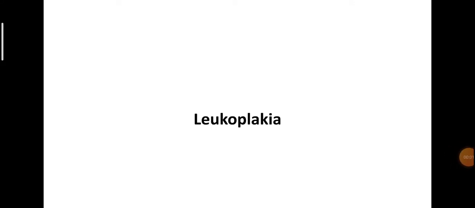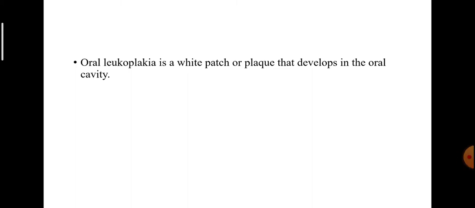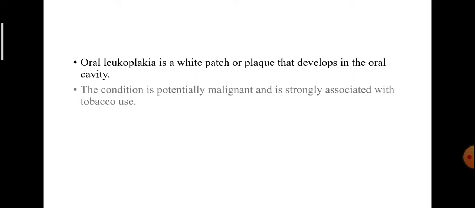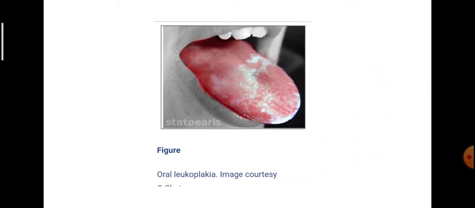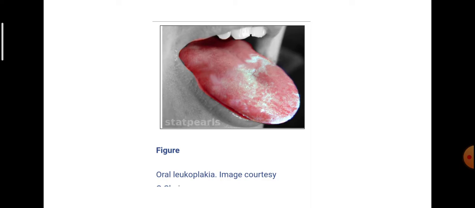Leukoplakia. Oral leukoplakia is a white patch or plaque that develops in the oral cavity. The condition is potentially malignant and is strongly associated with tobacco use. This is a picture of oral leukoplakia on the tongue.